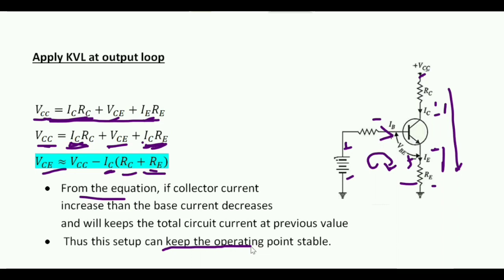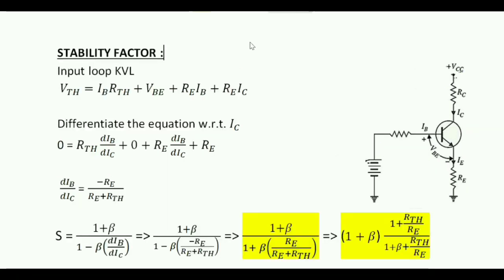Here temperature increment will increase IC through the increase in ICBO, that is the collector to base leakage current. Like this, the self biasing circuit will keep the operating point stable. Let us calculate the stability factor of this self biasing circuit. If we want to calculate the stability factor, we have to first consider the input KVL loop. This is the input loop.